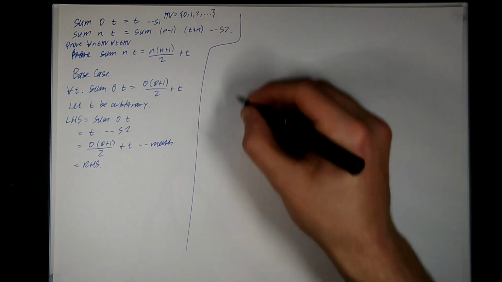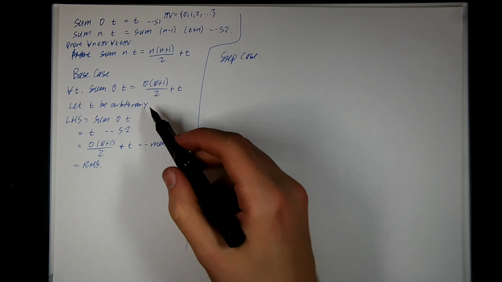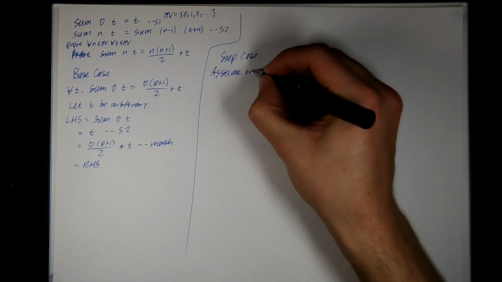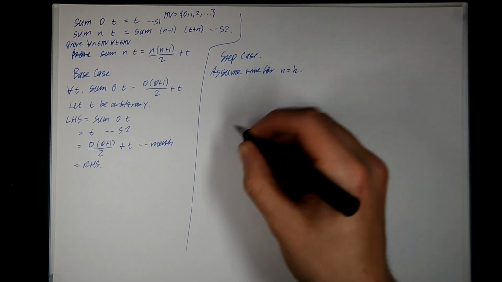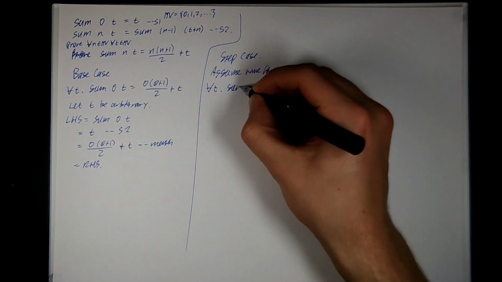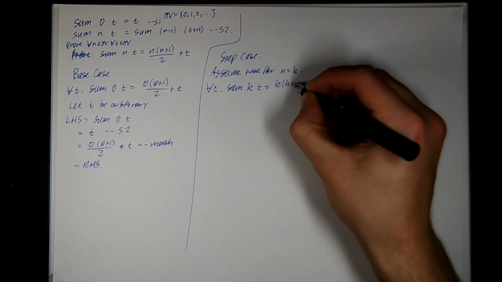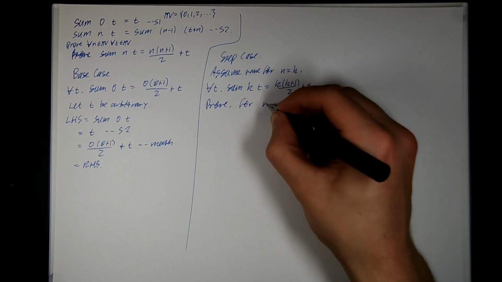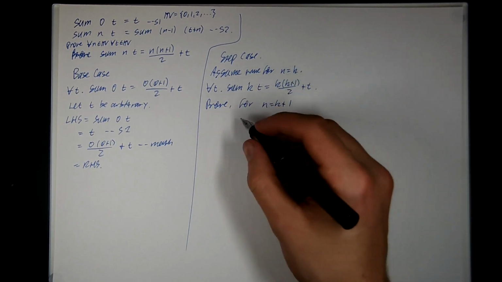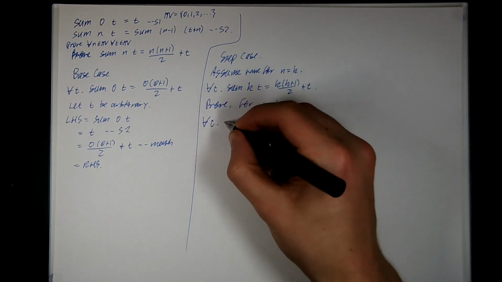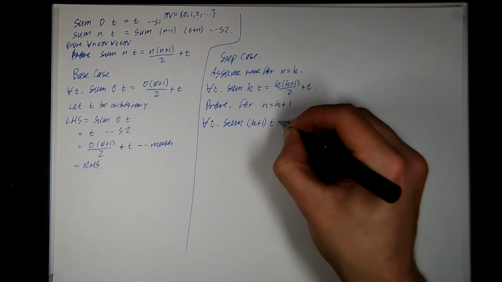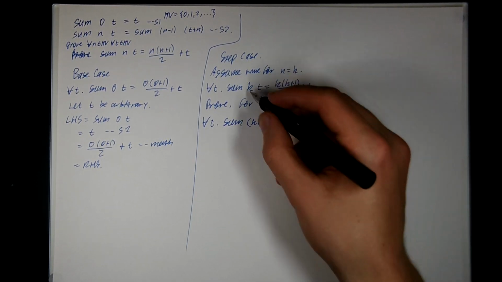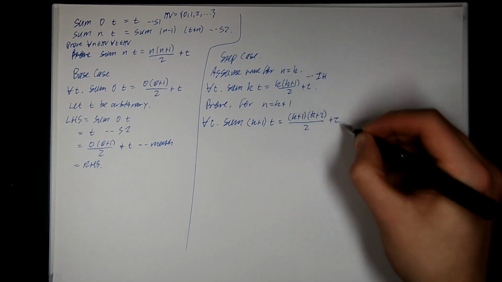Now we're going to prove it for the step case. For the step case, we will assume this formula to be true for n equal to some k. So what are we assuming? We're assuming for all t, sum k t is equal to k times k plus 1 on 2 plus t. And then we want to prove for n is equal to k plus 1, and again for an arbitrary t. So for all t, sum of k plus 1 t is equal to k plus 1 times k plus 2 on 2 plus t. And this assumption here we will denote as the inductive hypothesis, or IH for short.